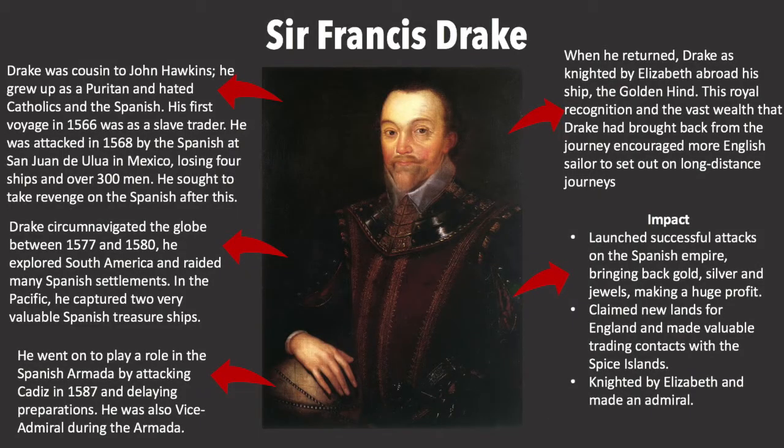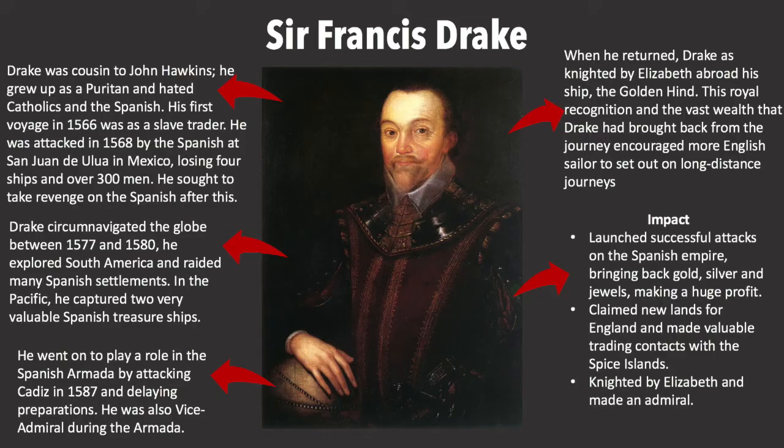Sir Francis Drake was cousin to John Hawkins. He grew up as a Puritan and hated Catholics and the Spanish. He first voyaged in 1566 as a slave trader. He was attacked in 1568 by the Spanish in Mexico, losing 4 ships and over 300 men. He sought to take revenge on the Spanish after this.